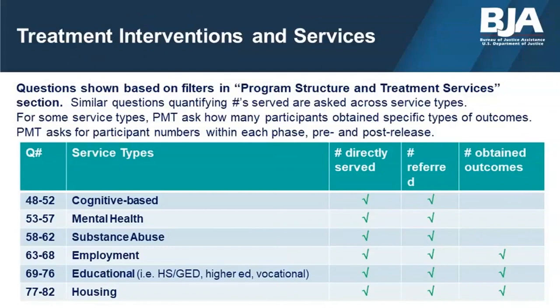For each area, data requested is largely the same: numbers of participants served directly by the program or grantee organization, or referred elsewhere. For some service types, PMT asks about specific types of outcomes obtained, such as employment, education, or housing.